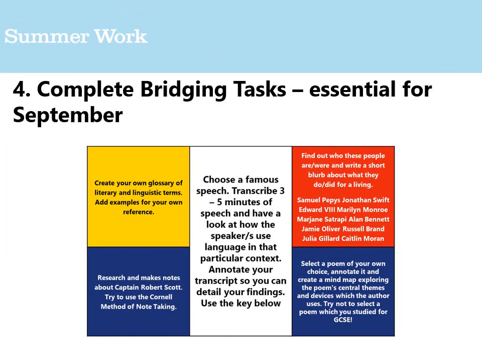Bridging tasks are the essential tasks that you need to complete for September. You should do the middle task, and you should choose 2 of the other activities from around the outside. So the thing that you need to do is specifically focused in on your language component and paper 1. So what we'd like you to do is choose a famous speech, and we'd like you to transcribe 3 to 5 minutes of the speech. Have a look at how the speaker has used language in that particular context. Now you can annotate your script. You can use detailed findings, and you can use the key that's been provided on the bridging task materials.